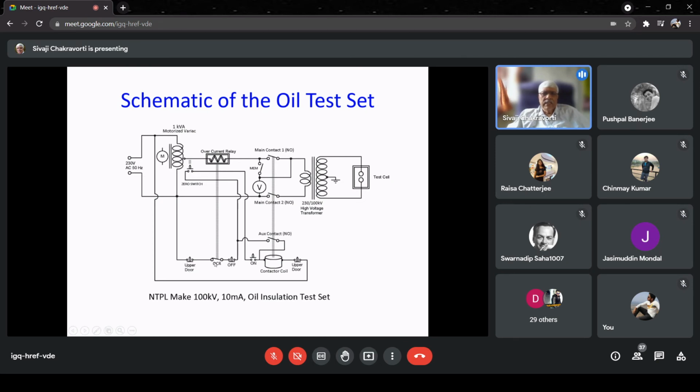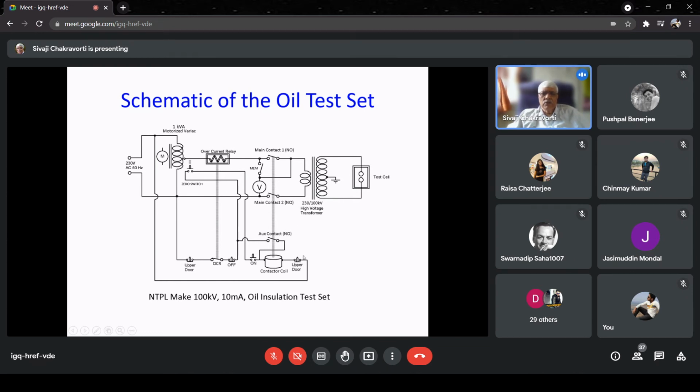Then we have the overcurrent relay contact that is operated by the relay in the main circuit. Normally it is again closed. It is an NC contact. When the current is high, the relay senses it, the normally closed contact opens, and the circuit gets disconnected. But there are two safety features here. I will show you the setup.